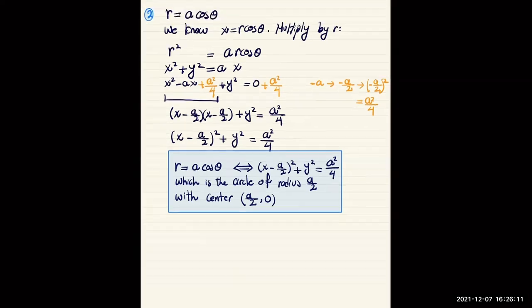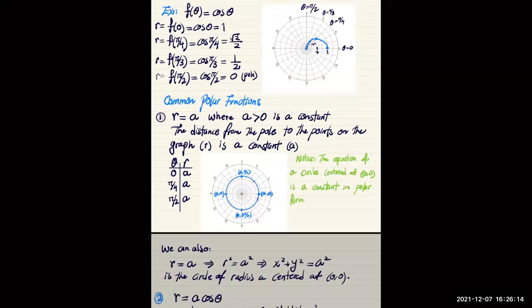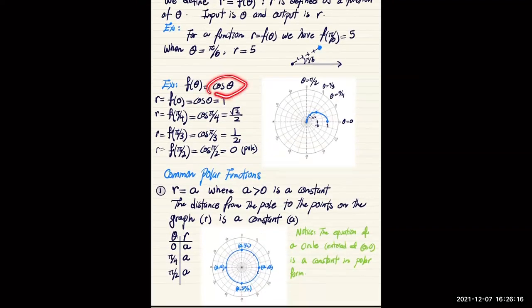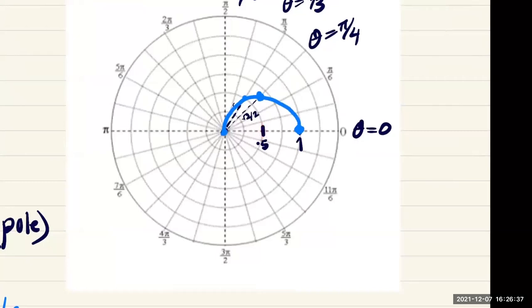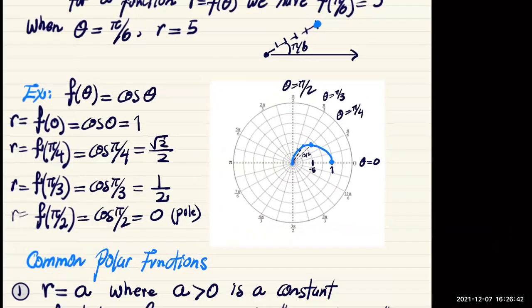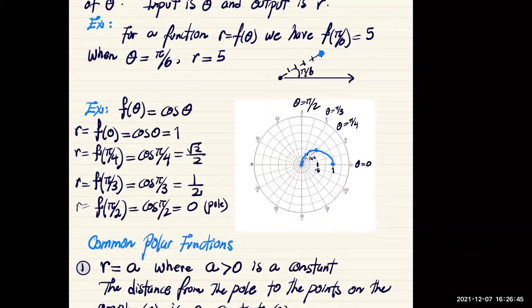And we can see that in this example here, cosine of theta, guys, pay attention to that. r equals cosine theta. The number in front of cosine is 1. So a is 1. a over 2 is 1/2. Look at this thing. The center is at half, and the radius is half. So if you were to pick more points, it will generate that circle for you.